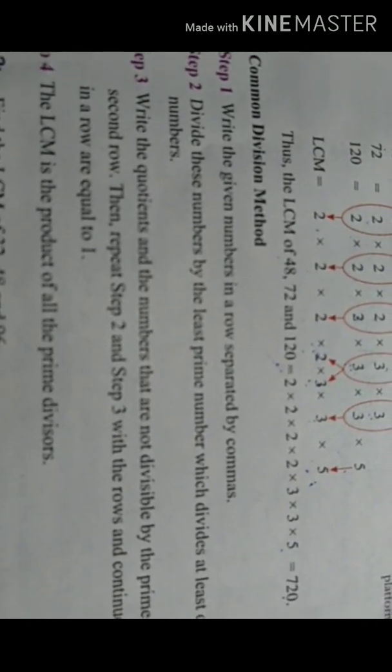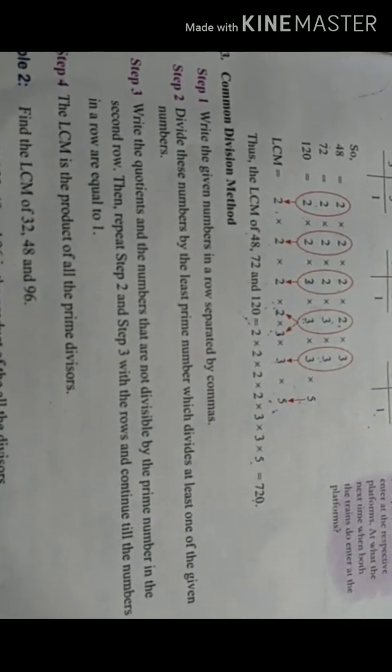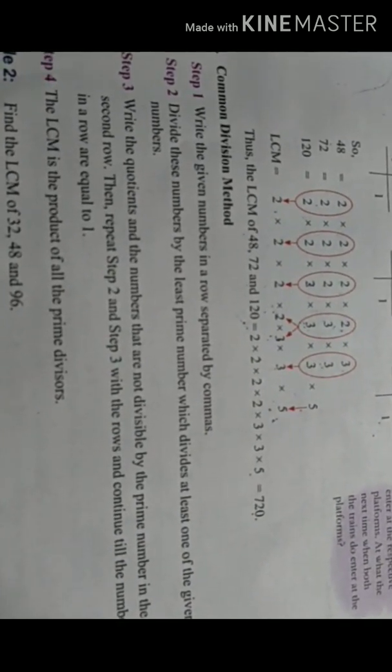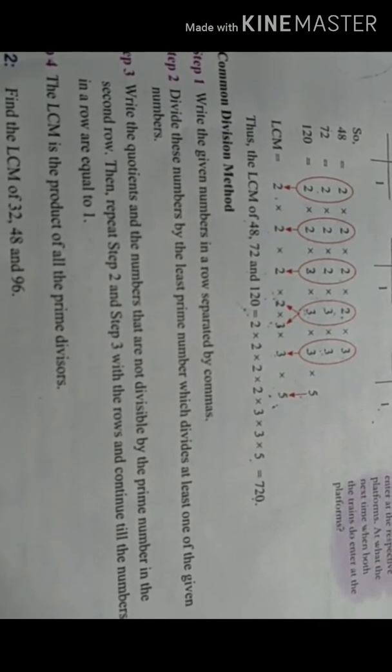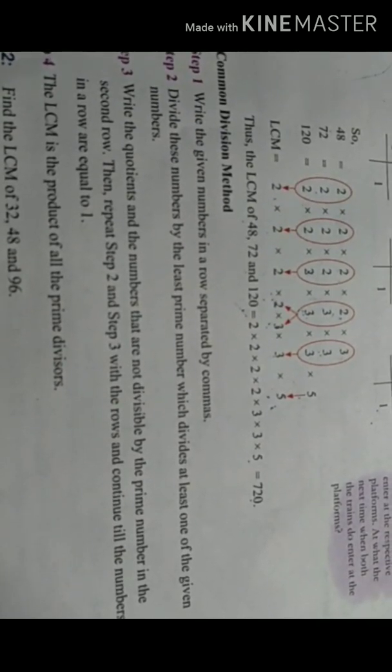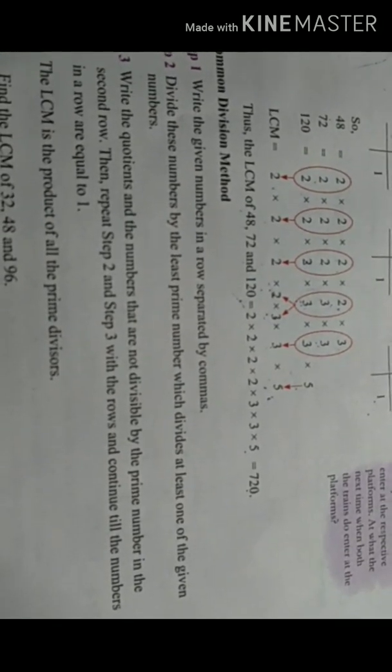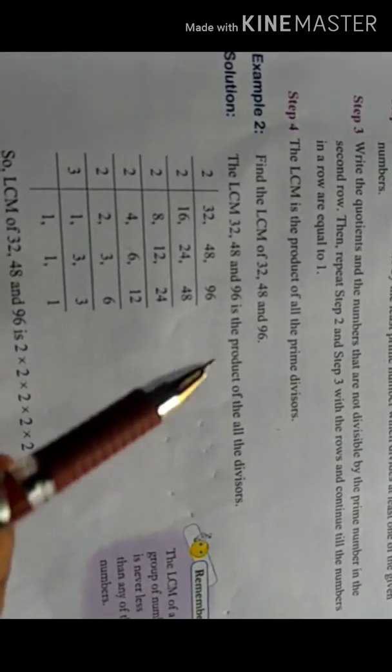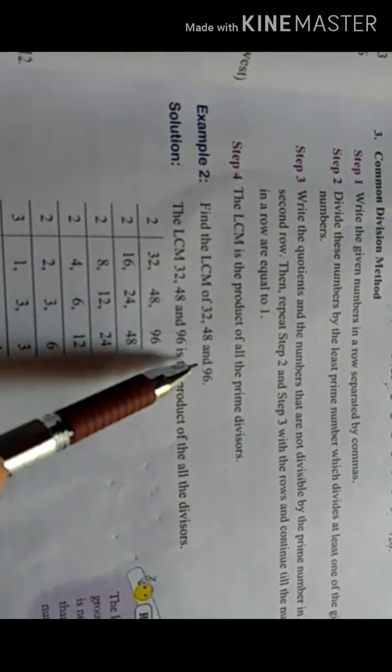Okay, common division method, let's write the steps here. Step 1: Write the given numbers in a row separated by commas. Step 2: Divide these numbers by the least prime number which divides at least one of the given numbers. Step 3: Write the quotients and the numbers that are not divisible by the prime number in the second row. Then repeat step 2 and step 3 with the rows and continue till the numbers in a row are equal to 1. Suppose you are going to find the LCM of 32, 48 and 96.